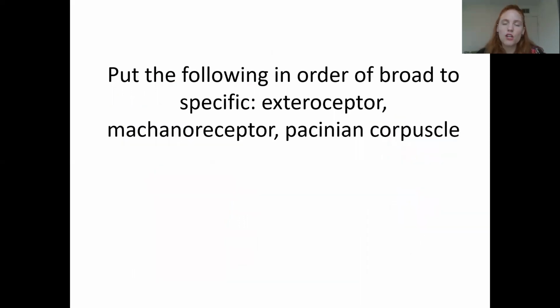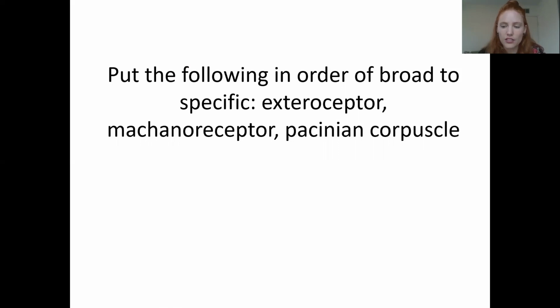Okay, so what I want you to do right now, and this is the last thing before I'm finished with this lecture piece, I want you to go ahead and pause it, and I want you to put the following words in order from broad to specific, because I gave you a bunch of different terms, and I need you to understand how they fit together. Okay, so of these three terms, what is the most specific and what is the broadest? Exteroceptor, mechanoreceptor, and Pacinian corpuscle.